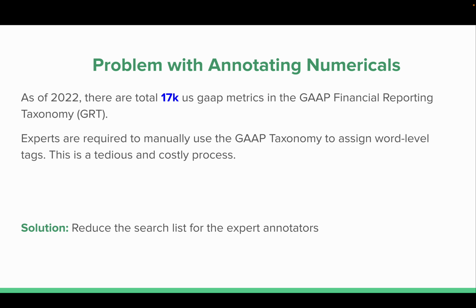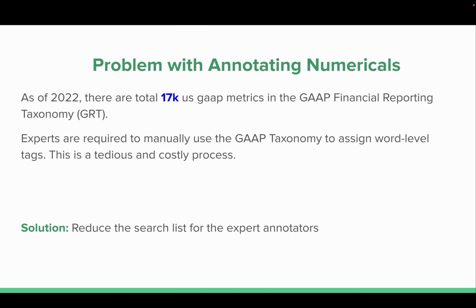Now what are the problems with annotating these numericals? The process of annotating the documents requires enormous manual effort, because as of 2022 there are a total of 17,000 XBRL metrics for financial reporting. So expert annotators from a company have to go through the document and mark each relevant detail with a relevant XBRL tag, which is a very tedious and costly process.